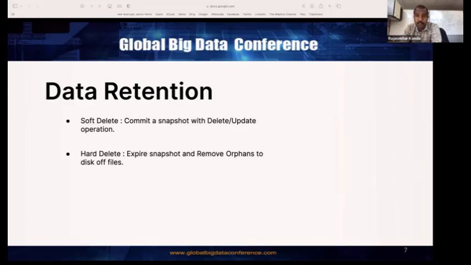So there is a general strategy to maintain how many snapshots that we want to maintain. Steve will talk about that in a later section. Hard delete is when you expire a snapshot, then whatever files were part of the snapshot will be deleted, and you no longer see that data. It is completely disk off. That also involves removing orphan files in this hard delete operation. So it's a two-way strategy, because if we want to support the time travel feature, we need to have this snapshotting concept.